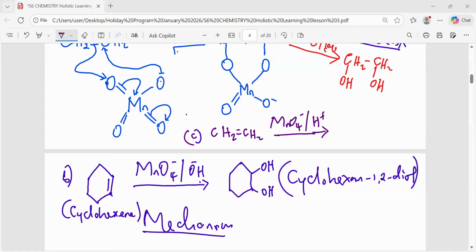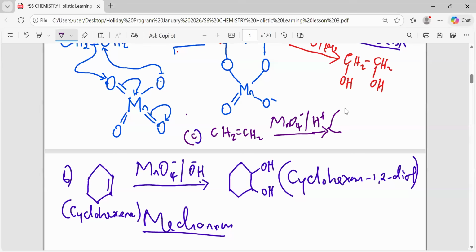So we're saying that for this case with acidified, we are not getting a diol. Instead, we are getting a carbonyl compound or a carboxylic acid. We can get two products, depending on whether it is a strong oxidation or a weak one. The more you do the oxidation, the higher the oxidation, then we get the carboxylic acid.